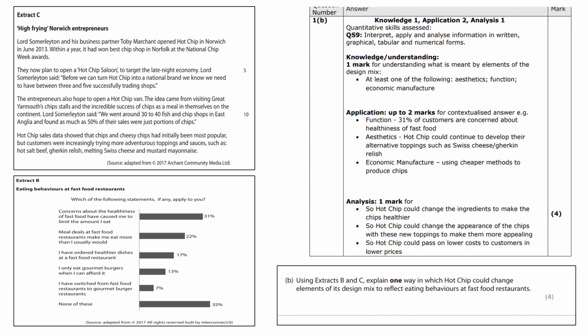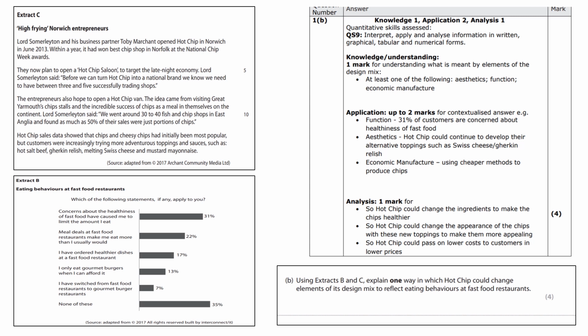It states 31% of customers are concerned about healthiness of fast food. So that's from extract B. So you could have made reference to that. Aesthetics, Hot Chip could continue to develop their alternative toppings, such as Swiss cheese gherkin relish, and that's from extract C. Economic manufacture, using cheaper methods to produce chips, and there's application.